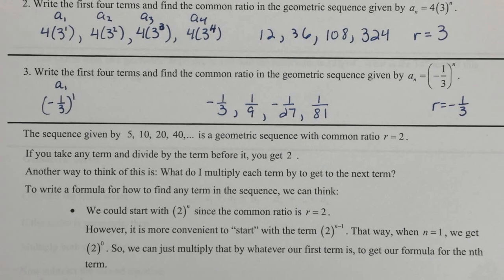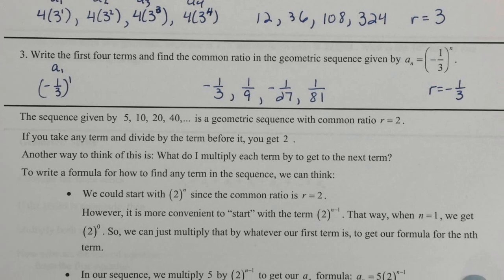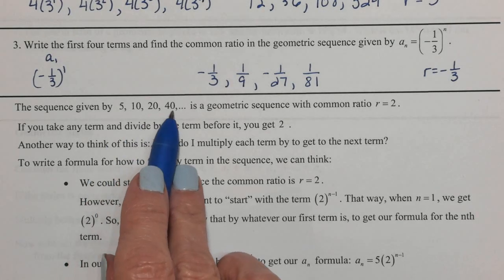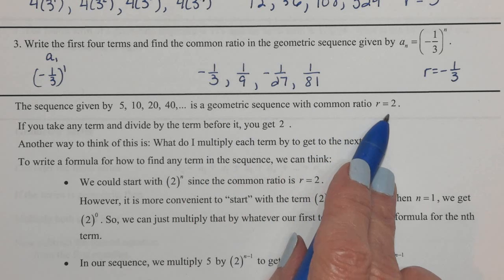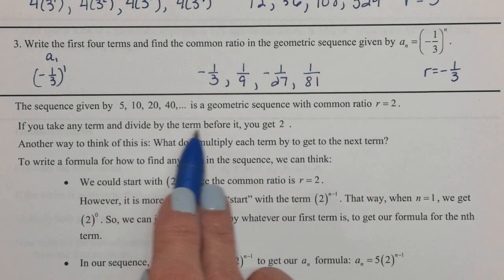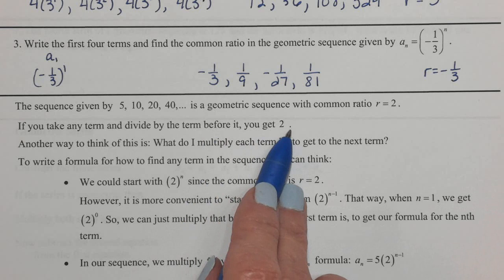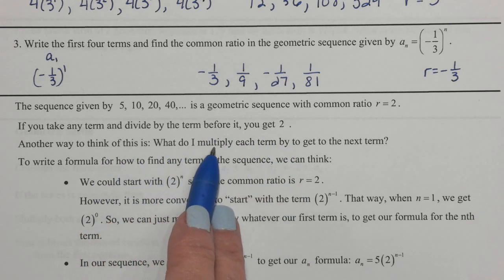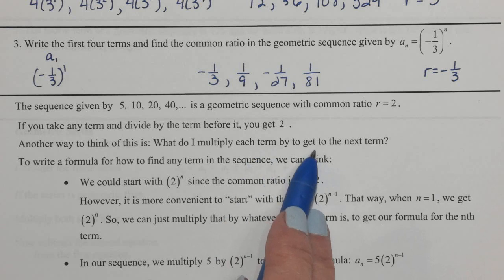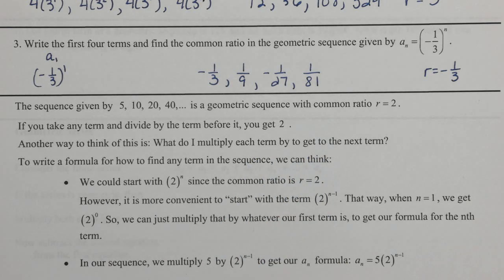Okay. The sequence given by 5, 10, 20, 40 is geometric with a common ratio of 2. If you take any term and divide by the term before it, you get 2. Another way to think of this is, what do I multiply each term by to get to the next term? That's your r value. To write an explicit formula for how to find any term in the sequence, we can think.